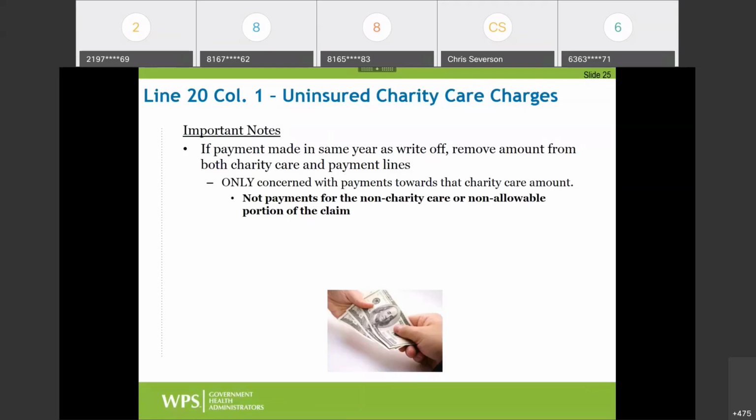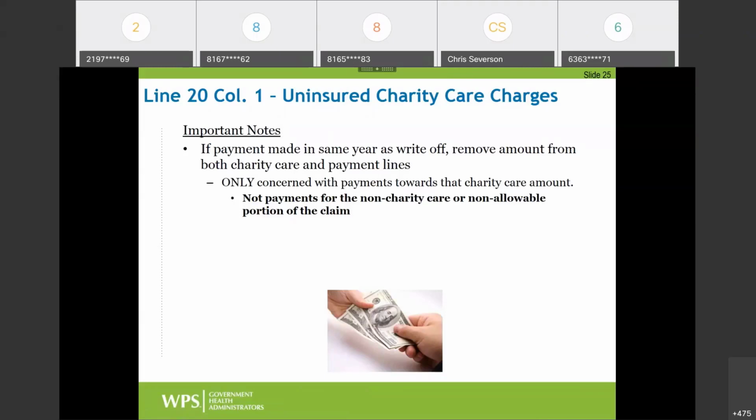But if you have a payment that still stands and it was made in the same year as that charity care write-off, it's considered to net itself out basically. But CMS does not want to see either the charge in line 20 or the payment in line 22 in that situation. That's the key thing I want to point out here. That payment that we're talking about, we're only talking about payment against an actual charity care amount.